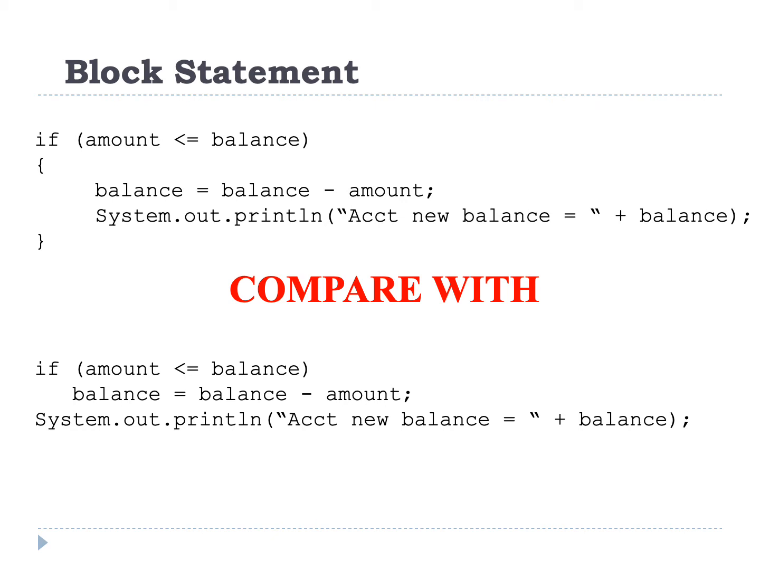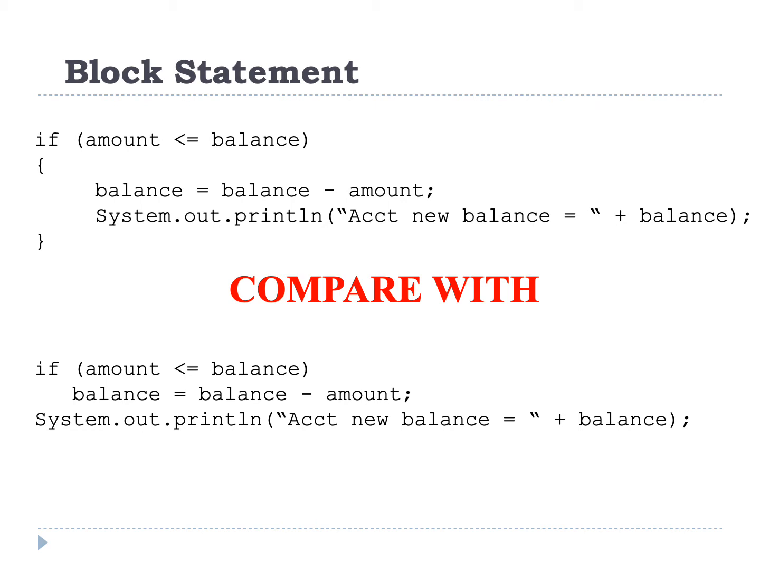Say that we have declared and initialized the variables called amount and balance somewhere in our code. So here we have two different if statements. The first one we have if amount less than or equal to balance, and then we have our braces, balance equal to balance minus amount, and the next line we have System.out.println account new balance, balance, and then we have our closing braces. Do you think that this one is the same as the second one, which doesn't have the braces, but they still have similar statements?